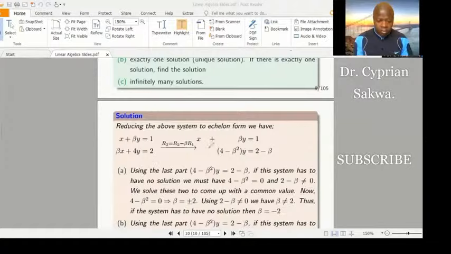Now, this is an echelon form of the original matrix. Look at the last row, and from the last row we will get solutions. We'll get answers to our questions.